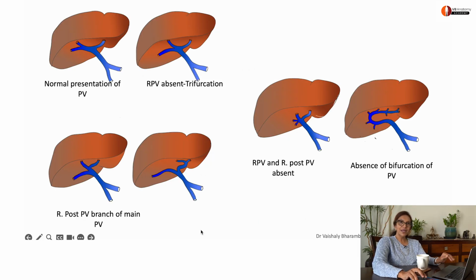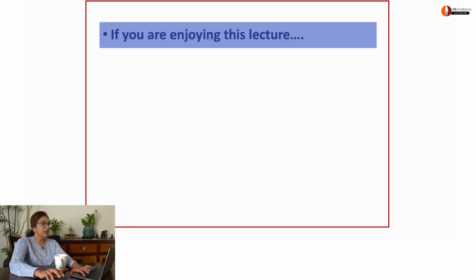There are a lot of variations in the portal vein as well. Sometimes you will have this bifurcation into right and left. Sometimes you will have a trifurcation. Sometimes you will have right portal vein and right posterior portal vein completely absent. You may not have a bifurcation at all as seen here and so on. So this portal vein shows a lot of variations at the porta hepatis.